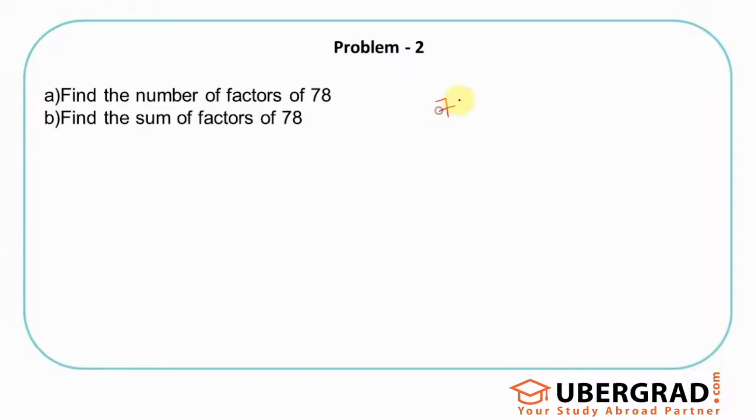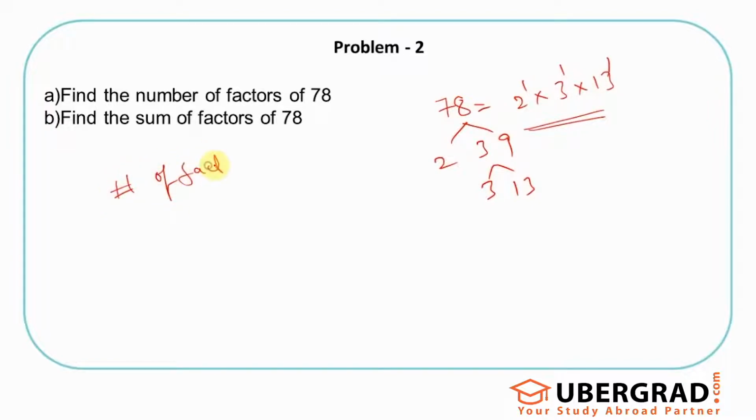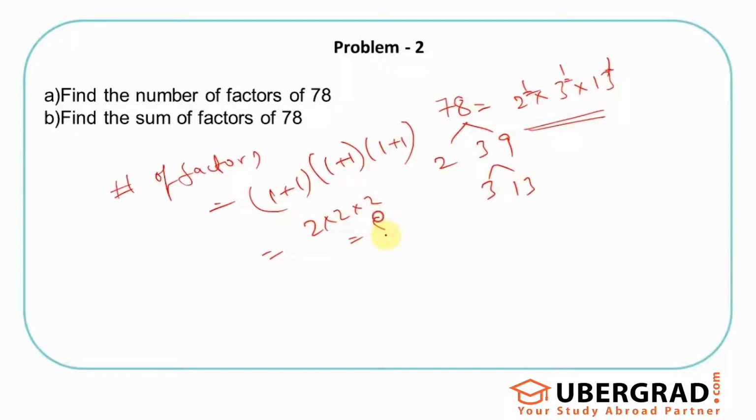So first I'll factorize it, right? So 2 into 39, 3 into 13, right? So that's fundamentally 2 power 1 into 3 power 1 into 13 power 1. The number of factors, I'll only focus on the powers. For 2 it's 1 plus 1, for 3 it's 1 plus 1, and for 13 it's 1 plus 1. That's fundamentally 2 into 2 into 2. There are 8 factors.